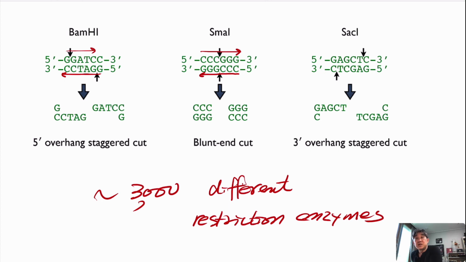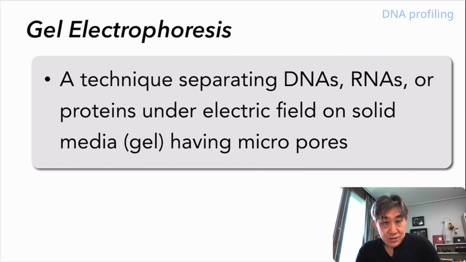As such an example, in DNA profiling, when you try to generate such differences in the restriction fragment length, you can also use this restriction enzyme. That is the point. Then those fragments generated by the appropriate restriction enzyme can be separated according to different sizes using gel electrophoresis.